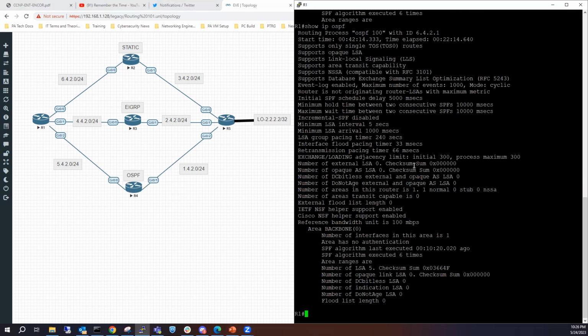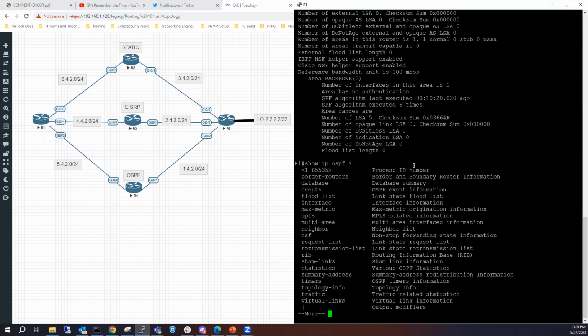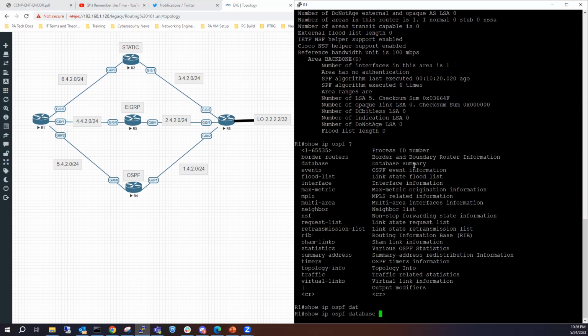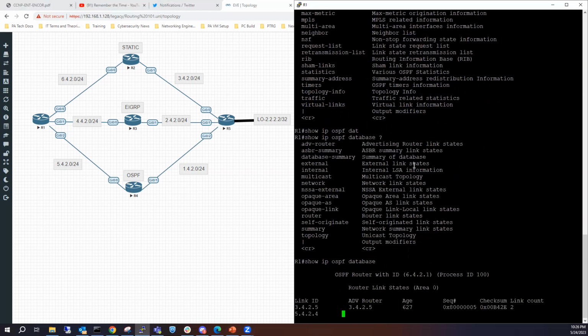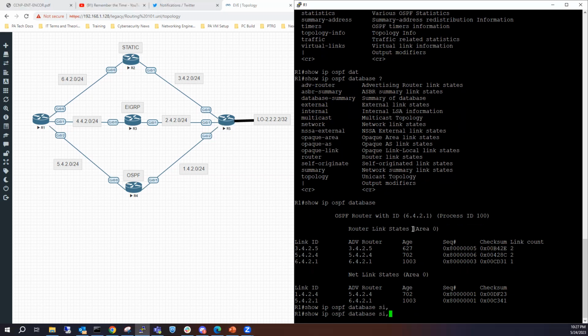Give me 1 second. Let's take a look. That's what I'm looking for in the database. Been a while. There we go. So it also knows, OSPF knows how to get to 2.2.2.2. Matter of fact, this doesn't really show. Hold on, let me do the database and summary.